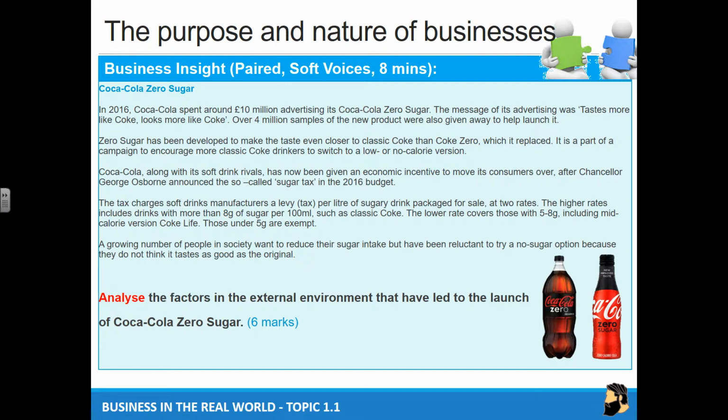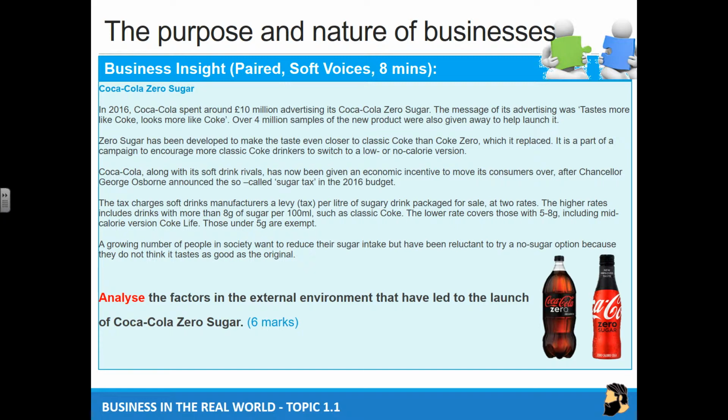So they spent a lot of money and they gave samples out to people to really taste it and see what they're talking about, and convince customers that it is something that's new but also the same, if that makes sense. So the taste should be the same. They're saying, look, it's this original taste, but it has less sugar. Zero Sugar has been developed to make the taste even closer to classic Coke than Coke Zero, which it's replaced. It is part of a campaign to encourage more classic Coke drinkers to switch to a low or no calorie version.